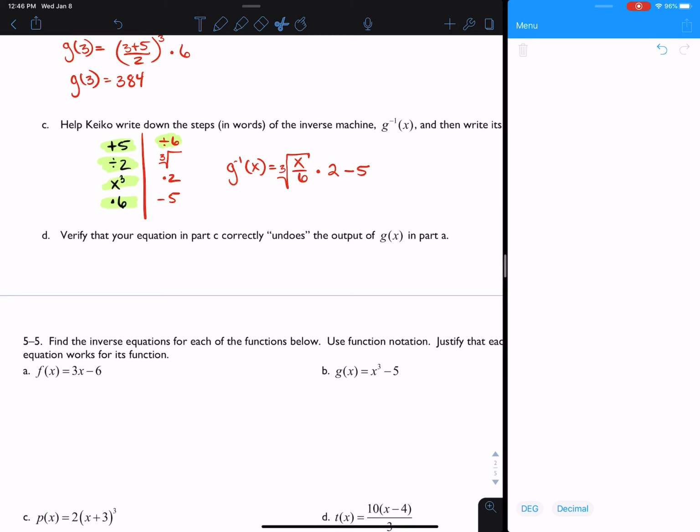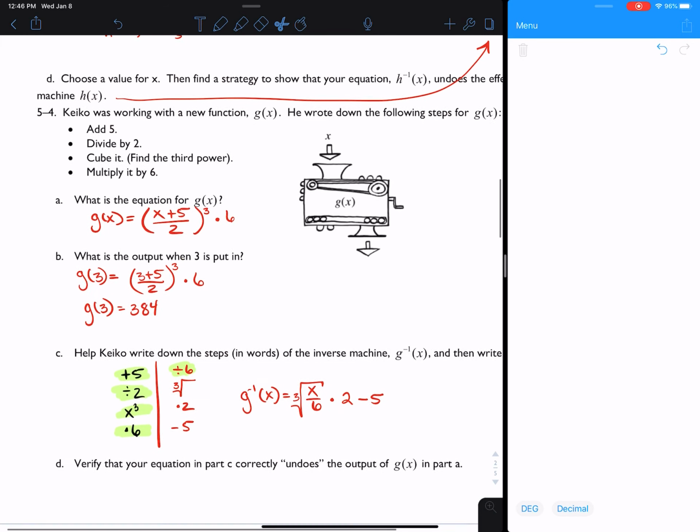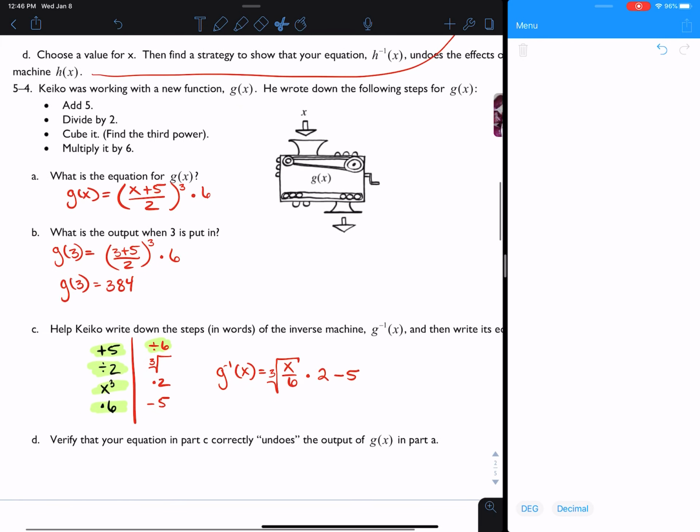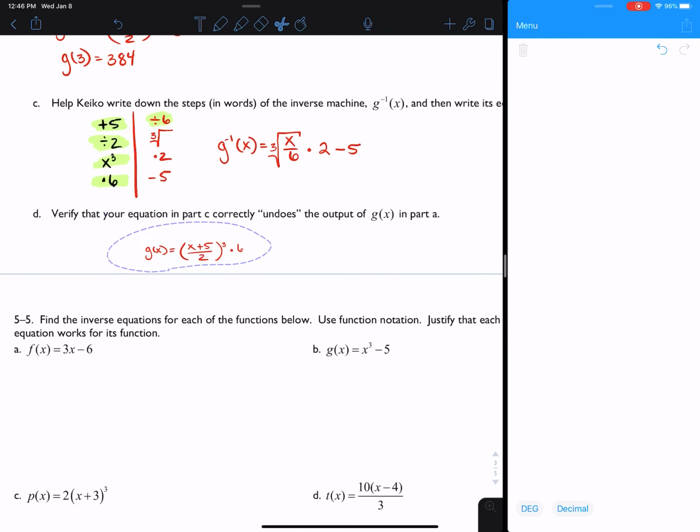Now in D, they're going to ask us, verify your equation in part C is correct. Okay, that it correctly undoes the effects of this function. So up here, I have an equation. Let me copy it. So this is what I said g of x is. And then over here, I have the equation of the undo function that I claim undoes the effects of g of x.